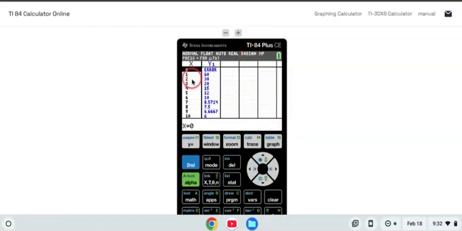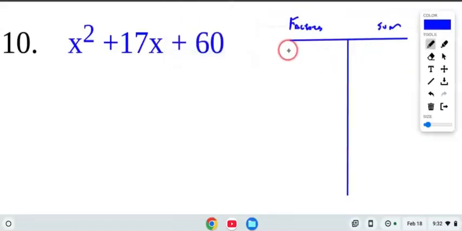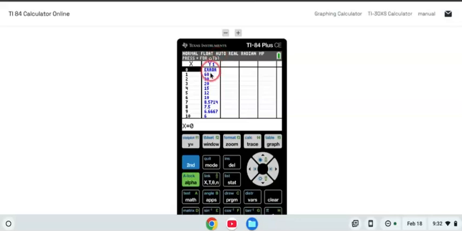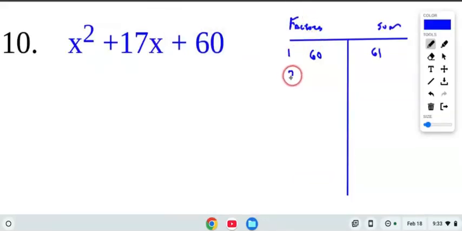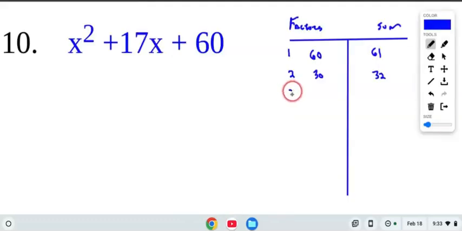The first one's 1 and 60. So I put 1, 60, and my sum of those two would be 61. The next one is 2 and 30, that'd be 32. The next one is 3 and 20, that makes 23. See what we're doing here.